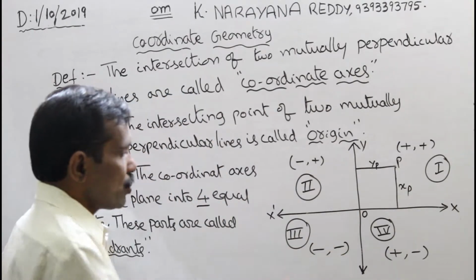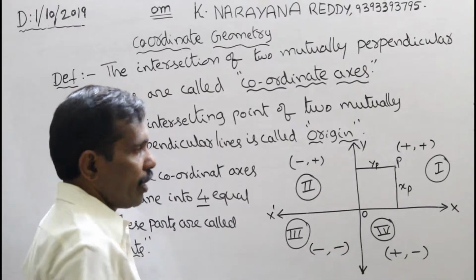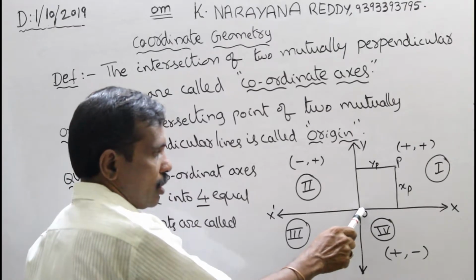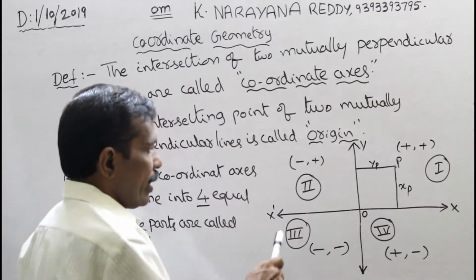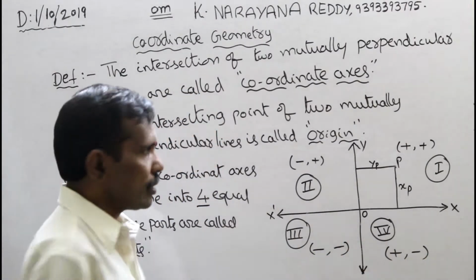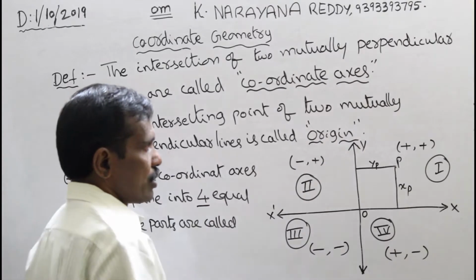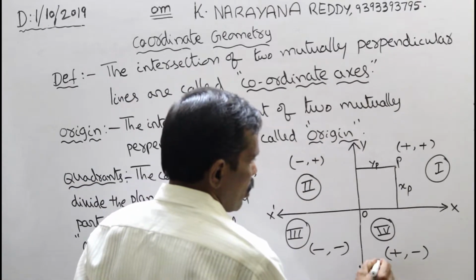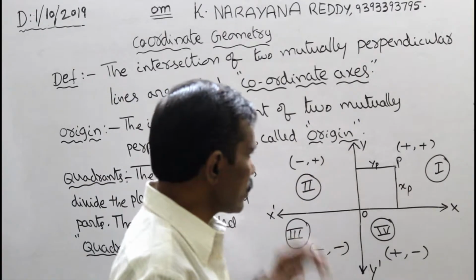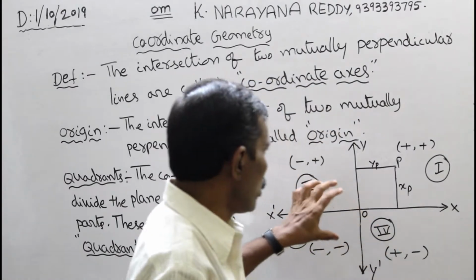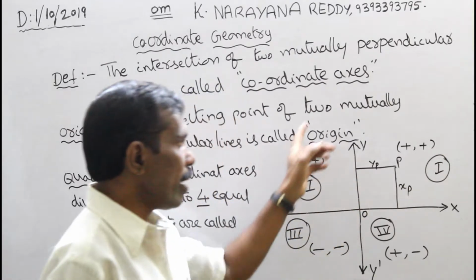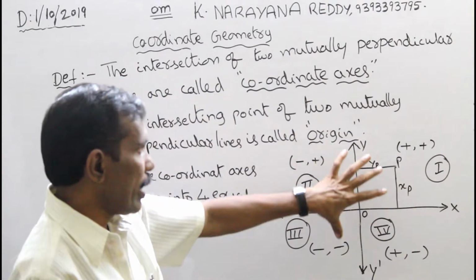See here, this O is the origin. O is the origin. So the intersecting point is this one, O. This is called the origin, and this horizontal line, that is x dash, is called the x-axis, and the vertical line y dash is called the y-axis. So dear friends, these axes, that means the x-axis and y-axis, form a plane. This is a plane.